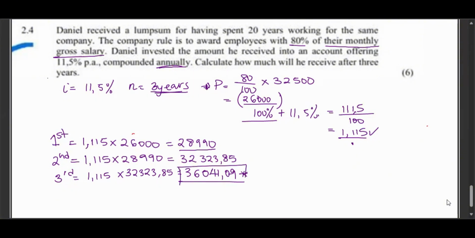Did they ask you for the interest? That means it will be the final answer minus the original amount that he invested. How much interest will he get? You understand? How much interest will he get?